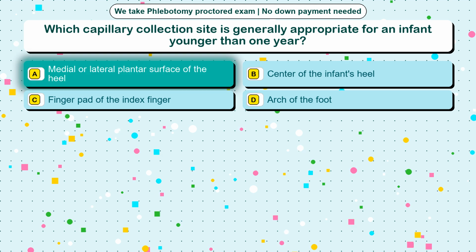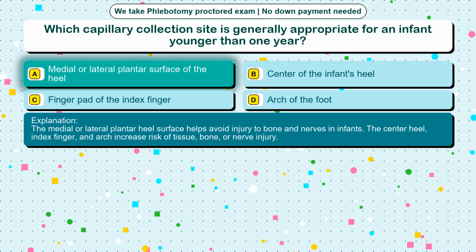The correct answer is option A, medial or lateral plantar surface of the heel. The medial or lateral plantar heel surface helps avoid injury to bone and nerves in infants. The center heel, index finger, and arch increase risk of tissue, bone, or nerve injury.